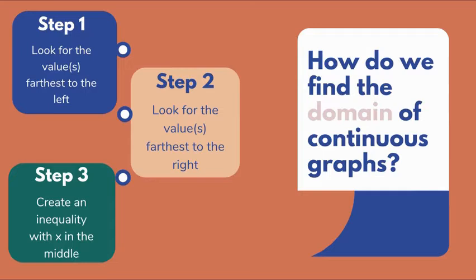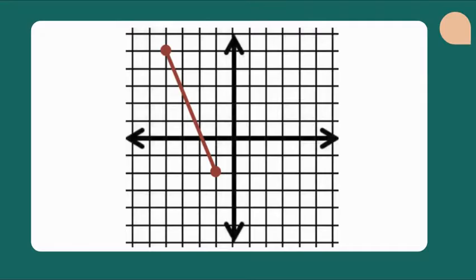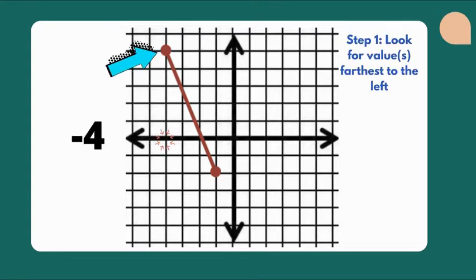And finally, we will create an inequality with x in the middle, and we will use the two values that we found in our previous steps. So here's our first example. We know for domain, we need to be looking at just the x-axis because domain refers to all of our x values. So we will ignore the y-axis for now. Step number 1 says we are going to look for the value farthest to the left on the x-axis.